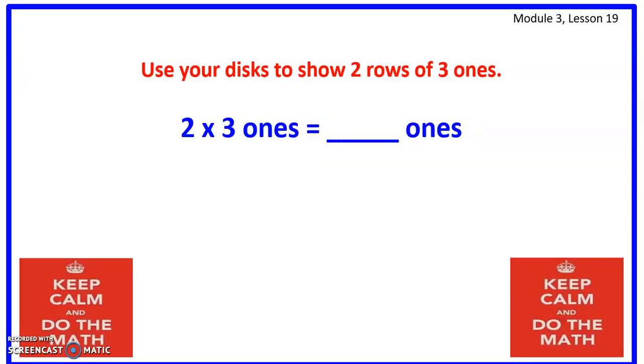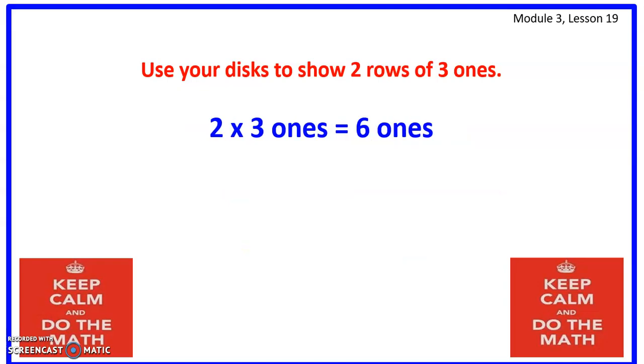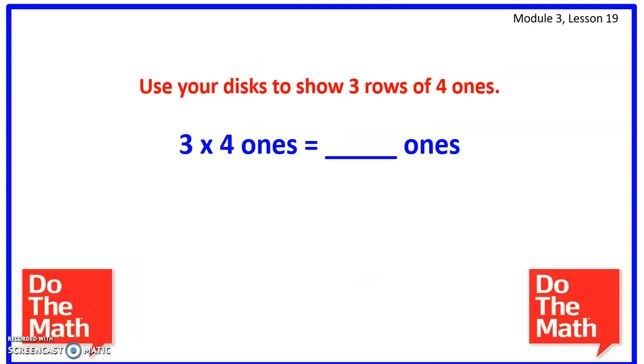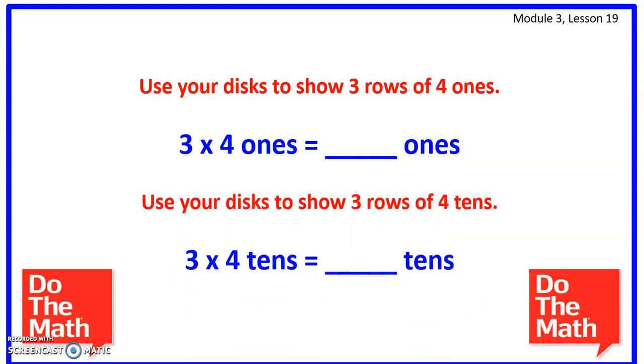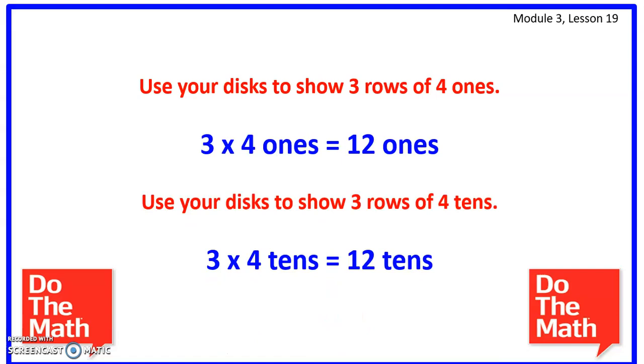Now use your disks to show 2 rows of 3 ones. What's 2 rows of 3 ones? And 2 times 3 tens. 2 rows of 3 ones is what? 6 ones. 2 times 3 tens is 6 tens. Same also, 3 times 4 ones and 3 times 4 tens. 3 times 4 ones is what? 12 ones. 3 times 4 tens is what? 12 tens.